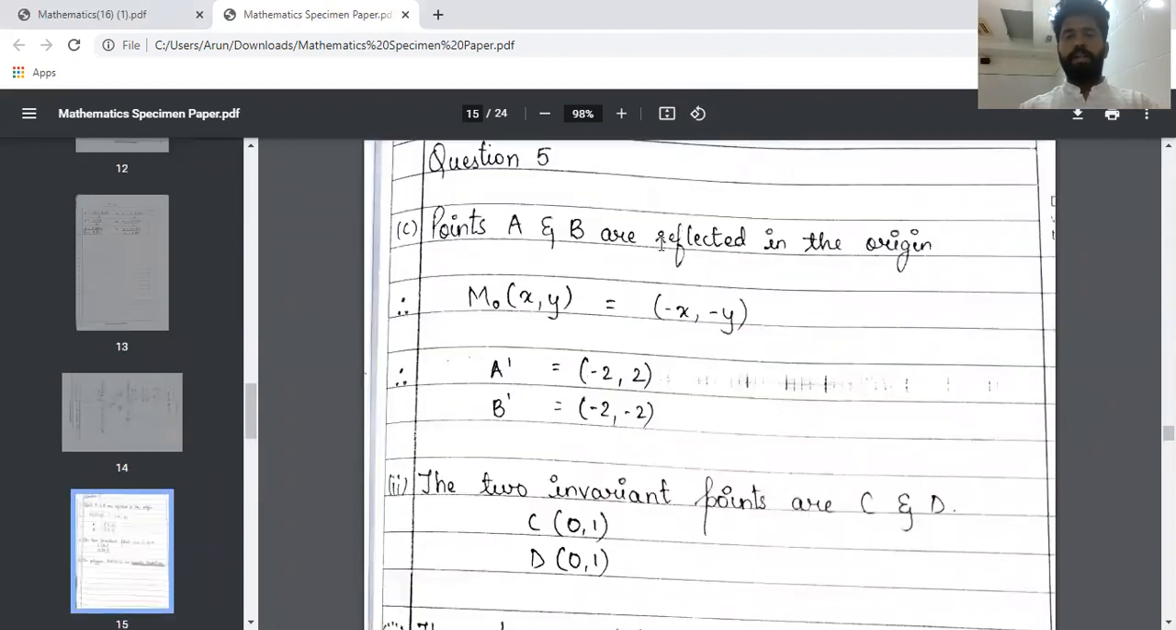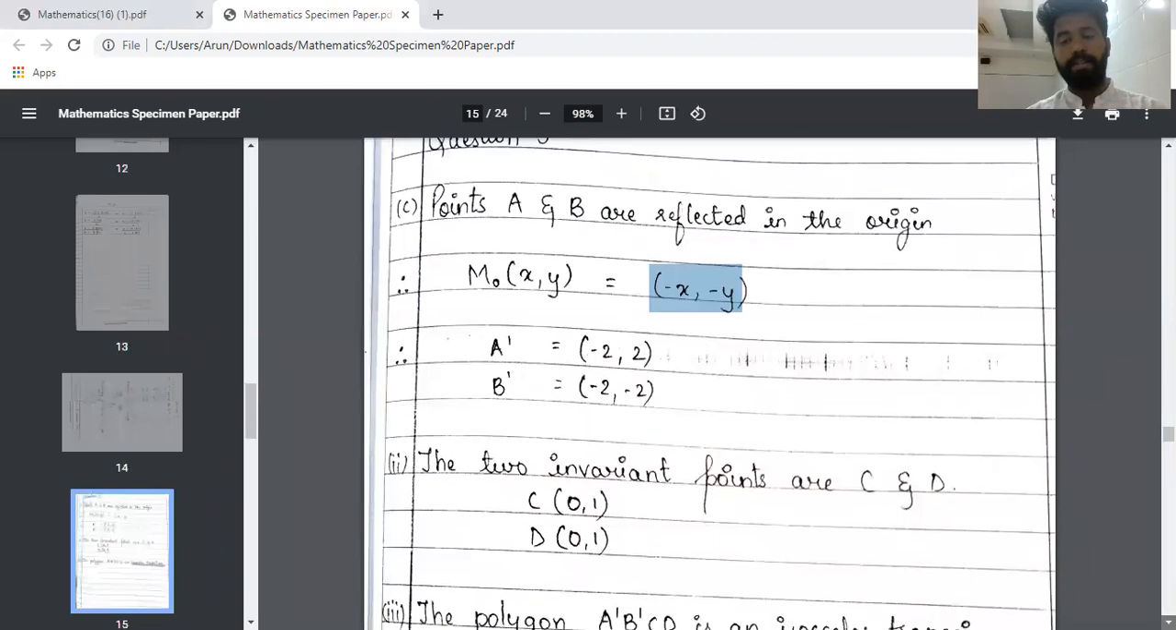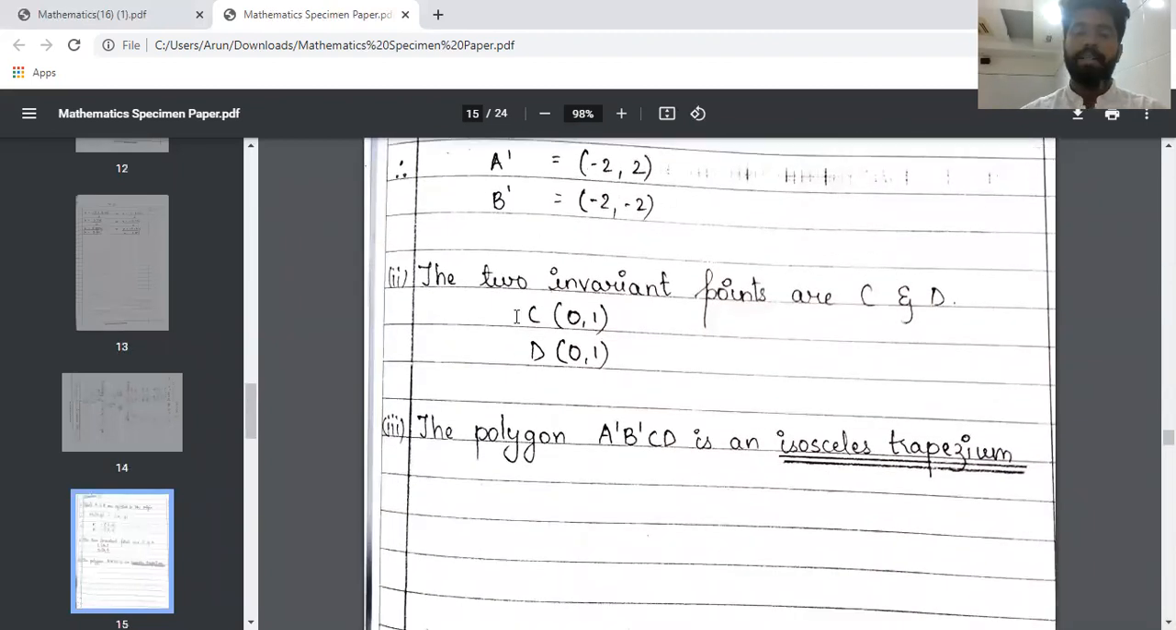So the next question is from reflection. Points A and B are reflected in the origin. So if it's reflected in the origin, then both the signs of both the coordinates are going to change. What is specify kiya? A dash B dash likha. Then the two invariant points were asked, specified that correctly. C is 0, 1, D is 0, 1.